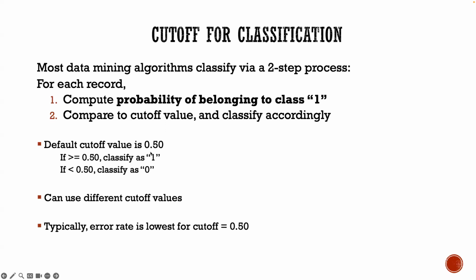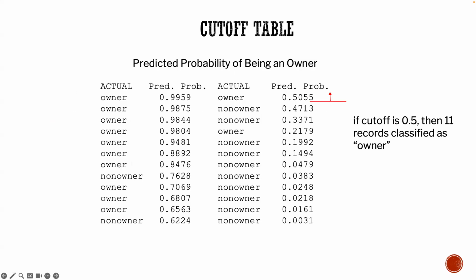So if the probability is greater than or equal to 50%, we classify as 1, less than 50%, we classify as 0. So that's the default cutoff value, but there are different cutoff values that can be used. But most of the time, you would use 0.5 because typically the error rate is lowest when you're using a cutoff of 0.5, 50% or more. I'll show you how the error rate increases or decreases as we change the cutoff from 0.5 to something else.